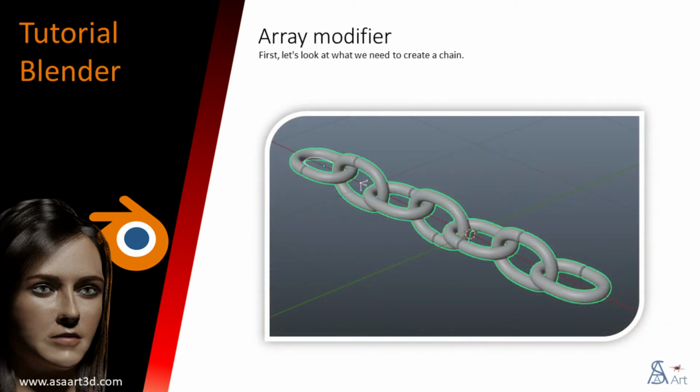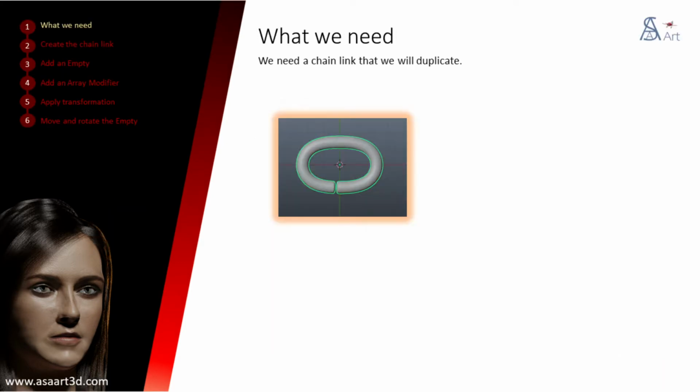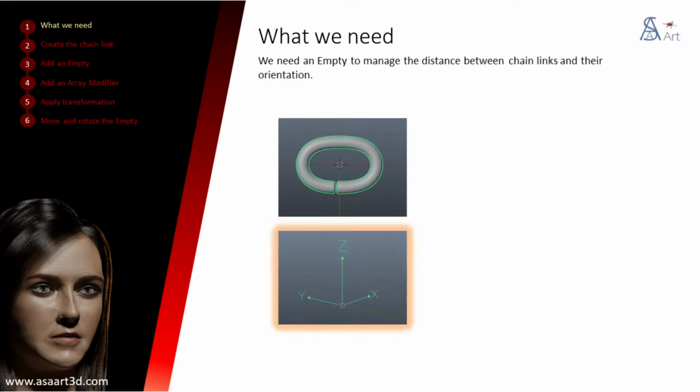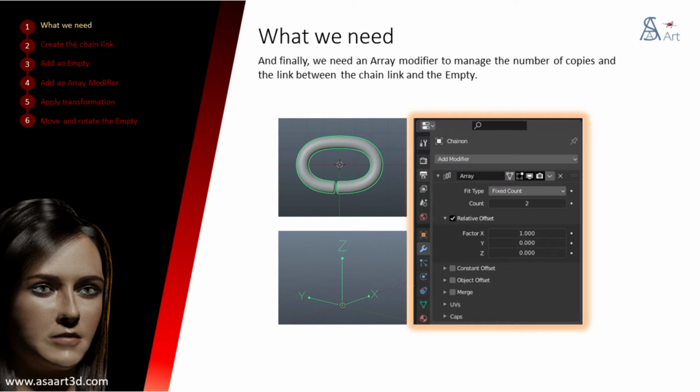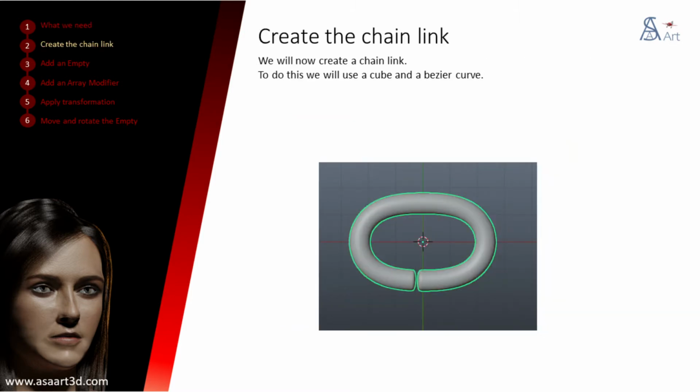First, let's look at what we need to create a chain. We need a chain link that we will duplicate. We need an empty to manage the distance between chain links and their orientation. And finally, we need an array modifier to manage the number of copies and the link between the chain link and the empty.